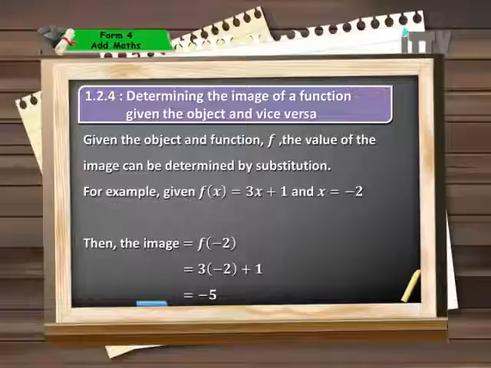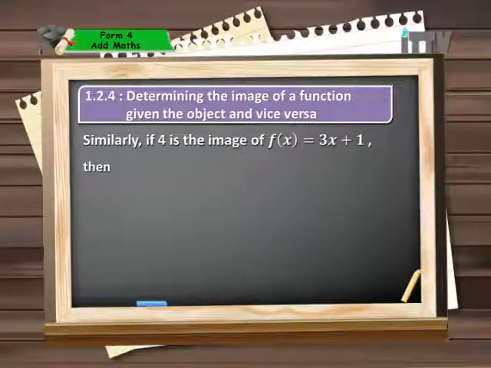And this means, viewers, that we should substitute negative 2 in place of x in the function. That's why you see 3 times negative 2 plus 1, and that gives you the answer of negative 5. Hence, the image of x equals negative 2 will be negative 5.